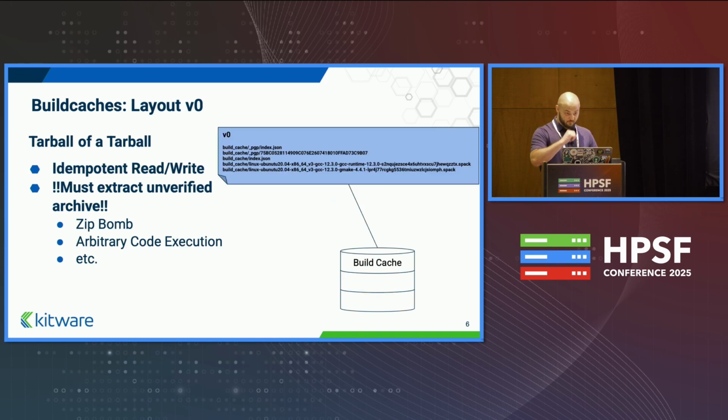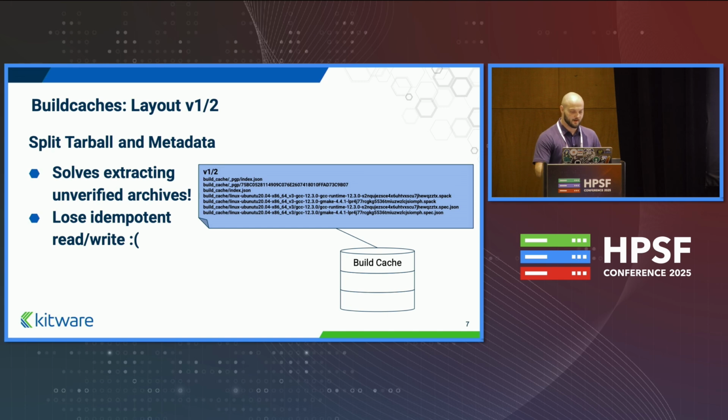In version v0, we had a tarball of a tarball. The install archive, as well as all the metadata, was inside one single tarball. This was great. We could write things, and everything was wonderful, except for zip bombs, arbitrary code execution, and other vulnerabilities associated with extracting unverified tarballs. So we had to fix that.